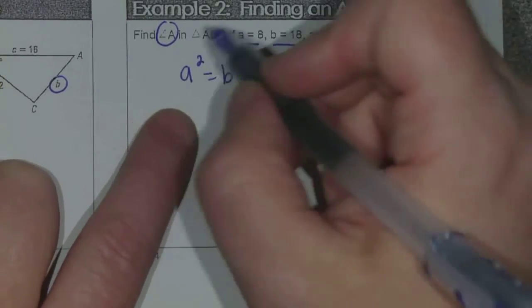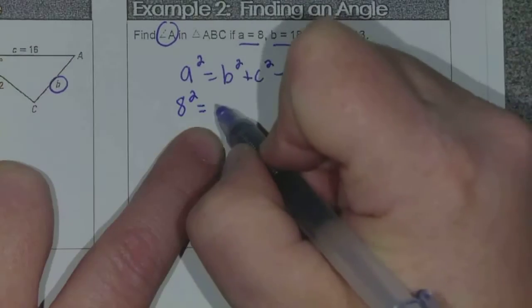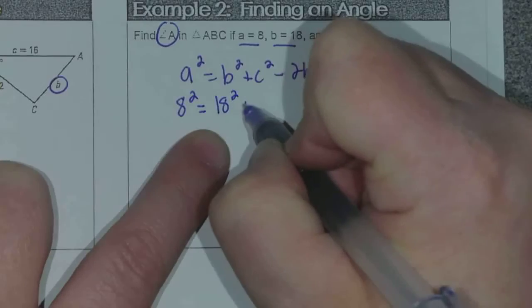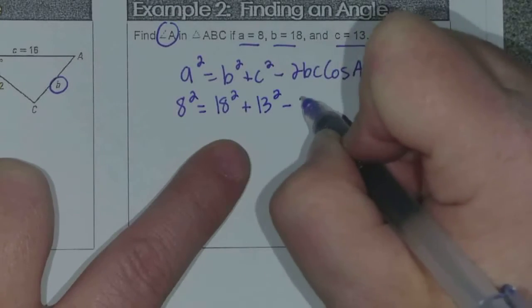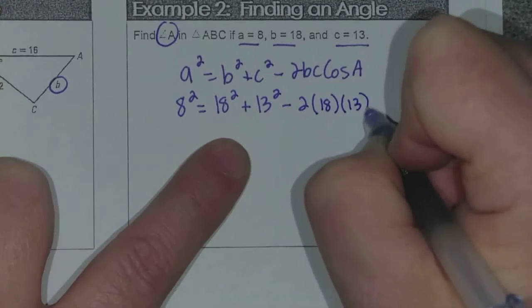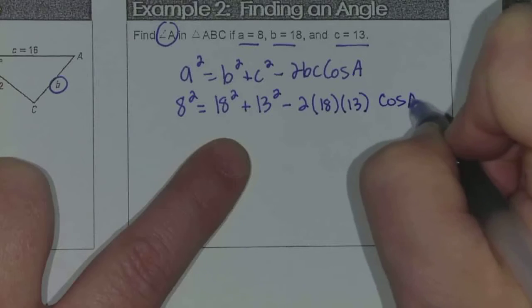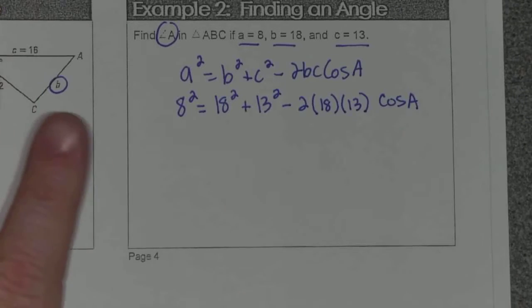This time I know my A value. It's 8. So I have 8 squared equals 18 squared plus 13 squared minus 2 times 18 times 13 times the cosine of A. Everybody's following me with how I plugged that in? All right, let's start doing some arithmetic.